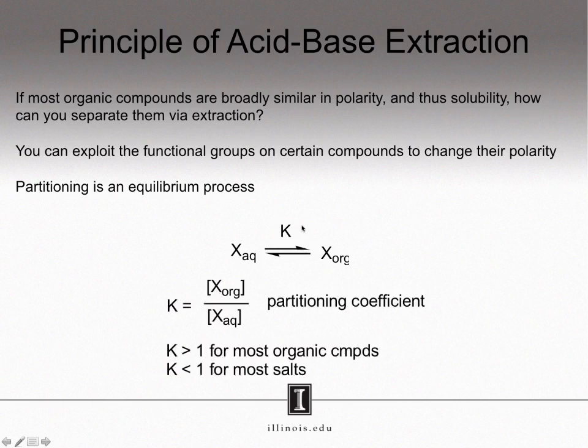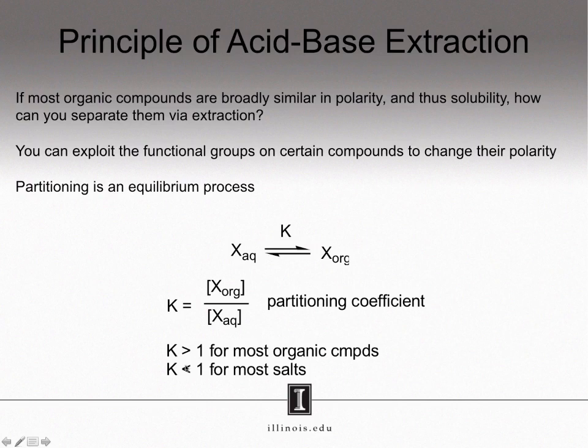K is a ratio of the amount in the organic layer over the amount in the aqueous layer. If our compound prefers the organic layer, in other words, there is more compound in the organic layer, then the numerator is larger than the denominator, so K is greater than 1. In contrast, if our compound dissolves more in the aqueous layer than the organic layer, then the denominator is larger than the numerator, and so K is less than 1.